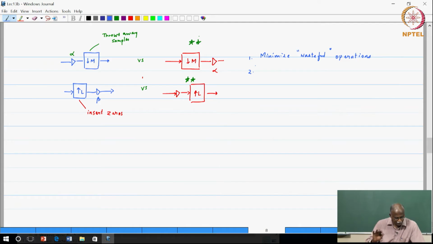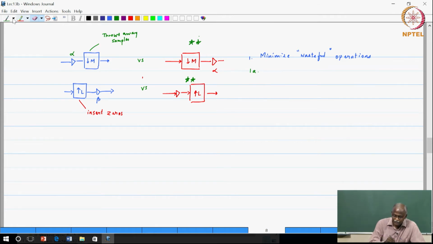One is first of all minimize, and how would we minimize? Let me call it 1A and 1B. There is a different strategy when it comes to the downsampler. Basically what we say is minimize computations that are going to be on samples that are going to be thrown away.